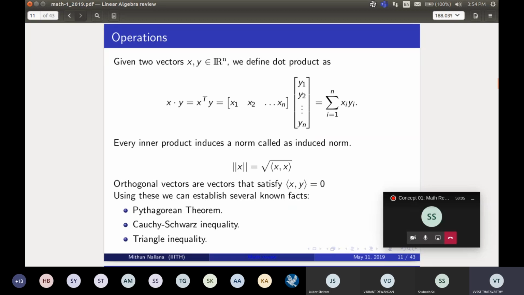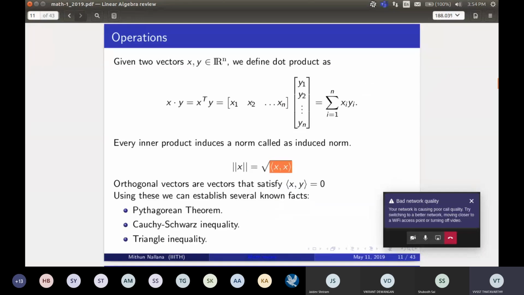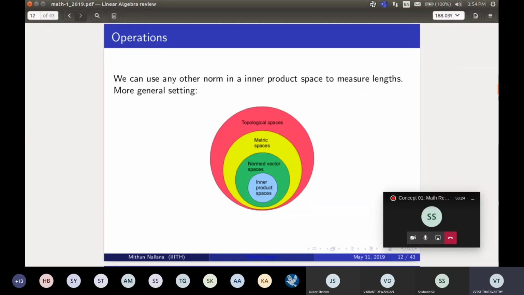So you can call that it is a subset of norm vector spaces, and there are also something called topological spaces and metric spaces. Just for awareness, we are showing this. All you may be wanting to know is the norm vector spaces and the inner product spaces for now. If you are interested, you can go deeply into the metric space and topological spaces also.